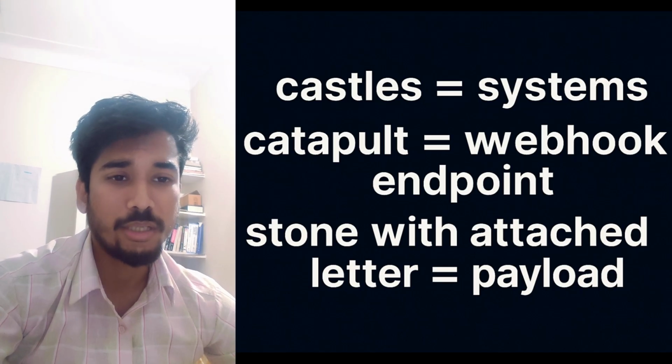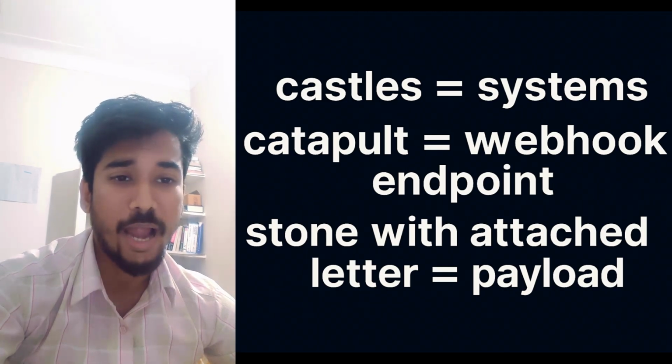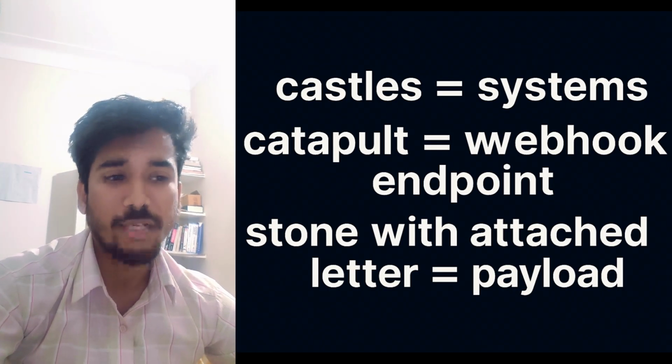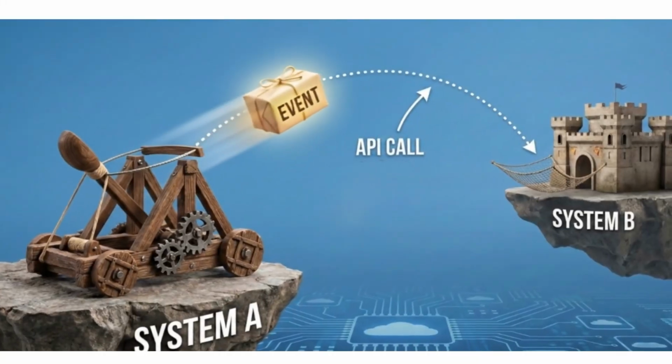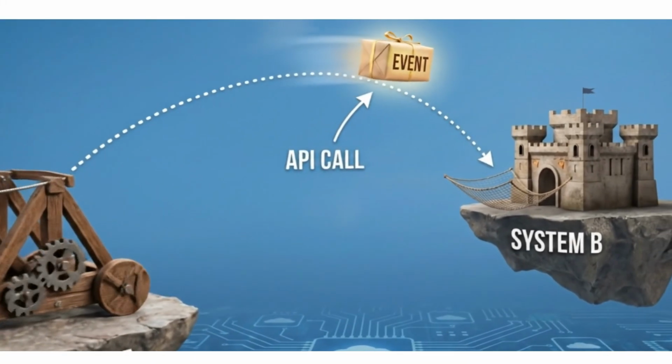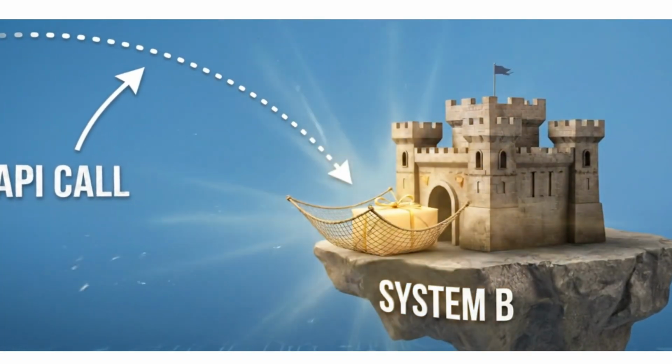In this example, the castles are basically systems talking to each other. The catapult is the webhook endpoint, the stone with the letter is the payload, and the trajectory represents the API call made. So, when an event happens, system A pushes it over an API call to system B.